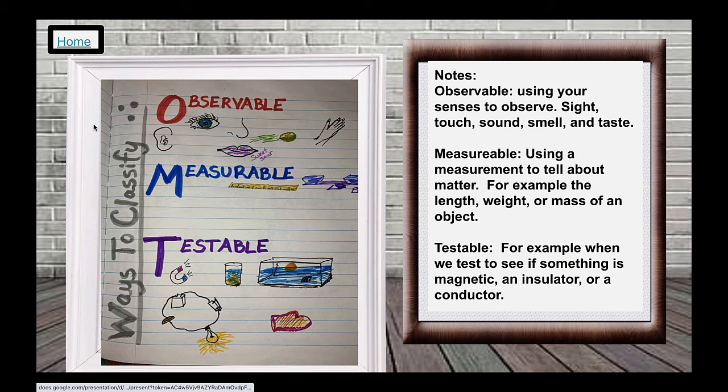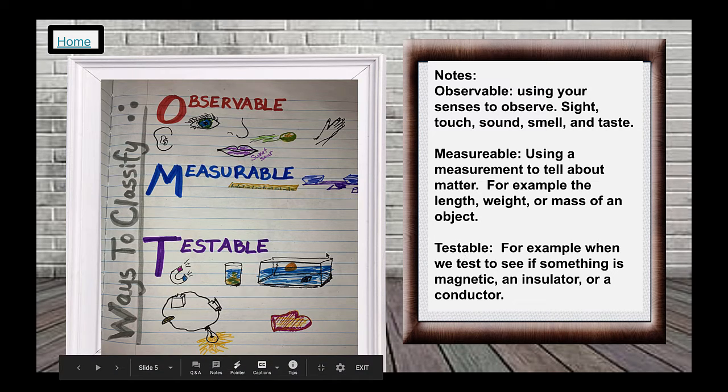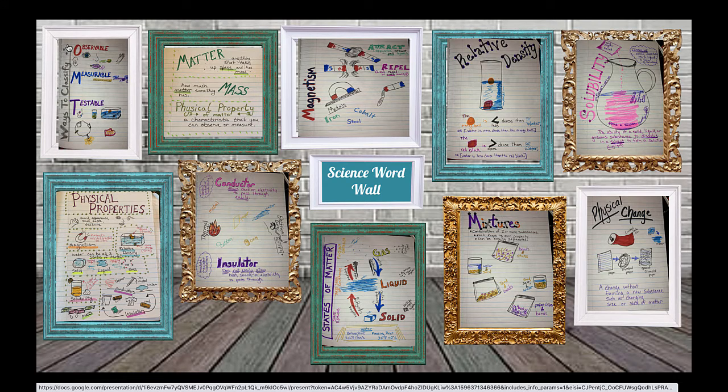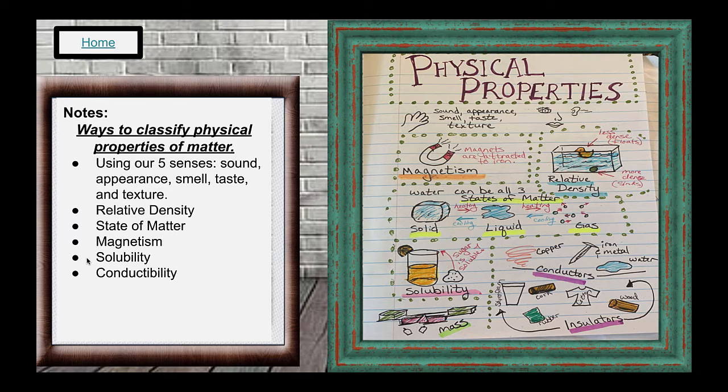I'm going to come over here and click on the ways to classify: observable, measurable, and testable. And as you can see, the anchor chart is over here, and then a section where I put some notes for the students. So kind of giving them some vocabulary with the visuals, and then some words that go along with it, pictures or illustrations. They can go over here to the home page, and it will take them right back to the gallery of their anchor charts. Again, I can do physical properties. Now I want you to notice something. Did you notice how on the other one the notes were on one side, and then on this one the notes are on this side?